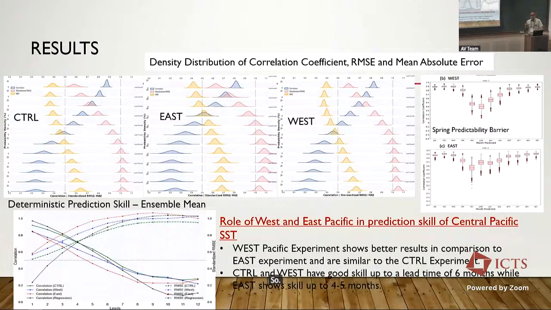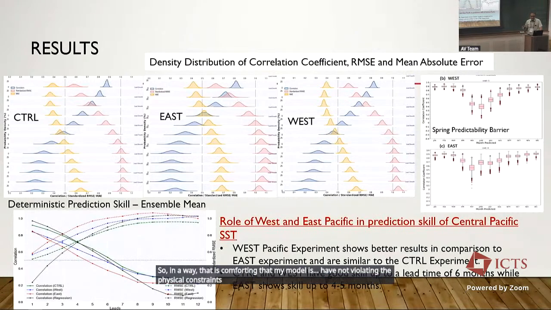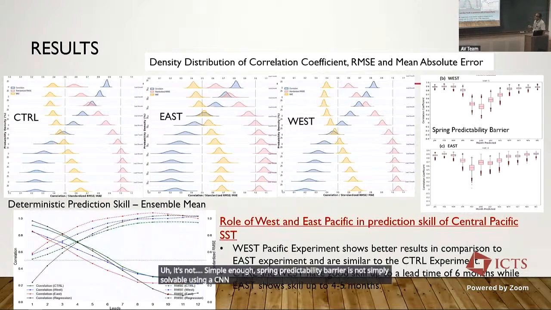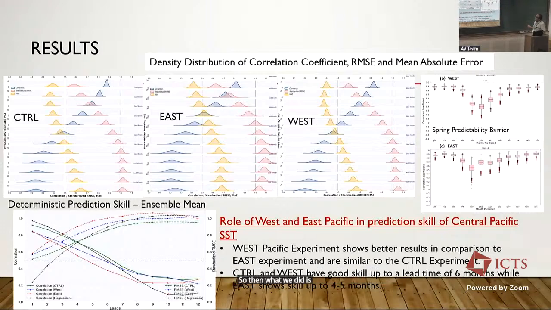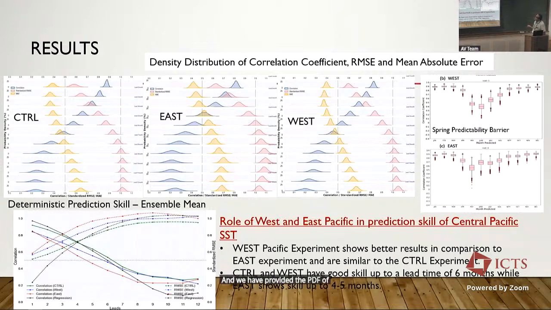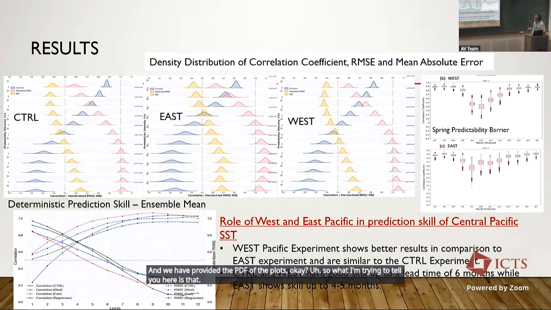So in a way, that is comforting, that my model is not violating the physical constraints of a dynamical model. But in another way, from a prediction perspective, it's depressing that the spring predictability barrier is not simply solvable using a CNN. Okay. So then what we did is we show the predictions. We generate a lot of ensembles because it can be done from CFS, and we have provided the PDF of the plots.